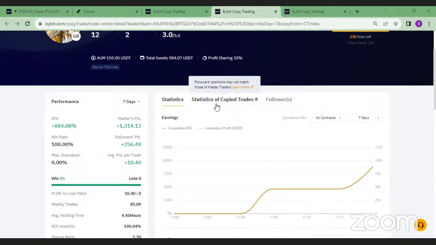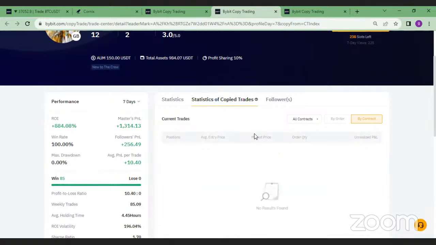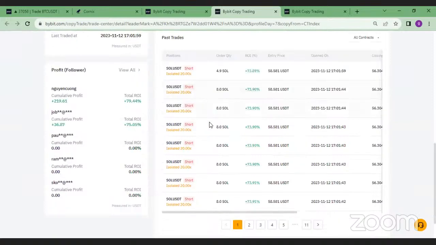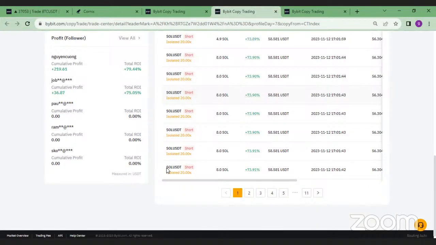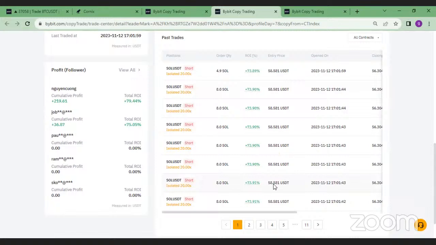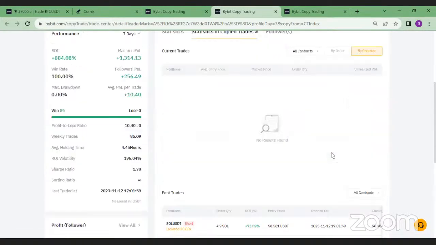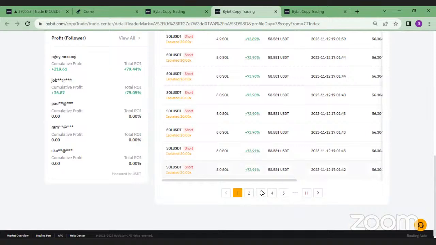If I go to the copy trade, the statistics of copied trades, okay, if the trader has a trade that is running, you will see it there, but as it is right now, there's no trade running. And then if you come down here, you can see the trader has been trading mainly Sol, okay? He or she has been shorting Sol back to back, as you can see here. All right, with 20x leverage always, and all of the trades have always been winning trades. As you can see, out of these 85 trades, okay, it has always been winning trades.